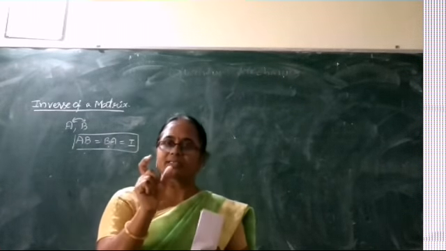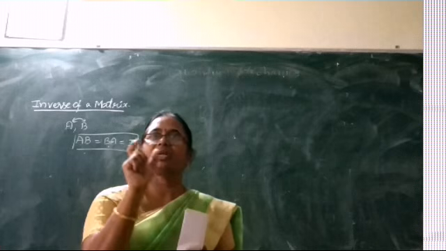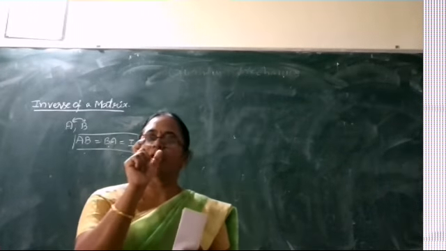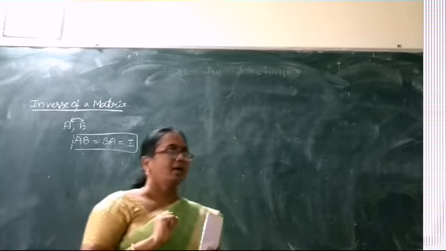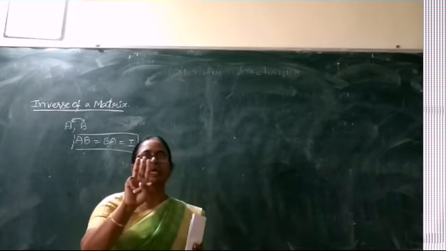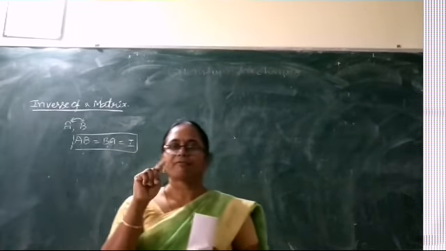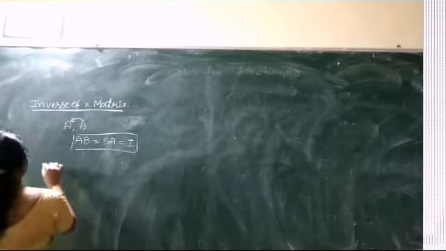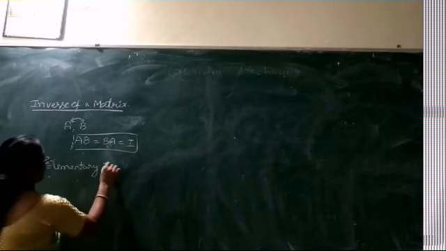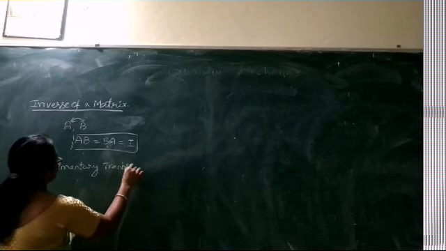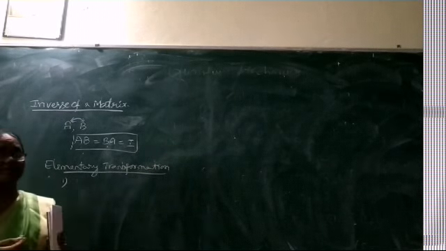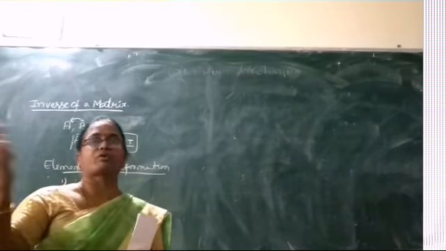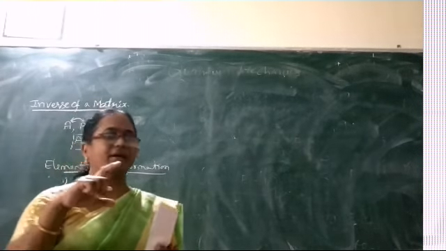Now let us see in basic what are elementary transformations or operations. In general, we have three types of elementary transformations or operations. The first type is interchange of rows or columns from the given matrix.